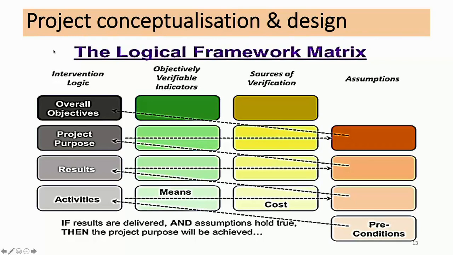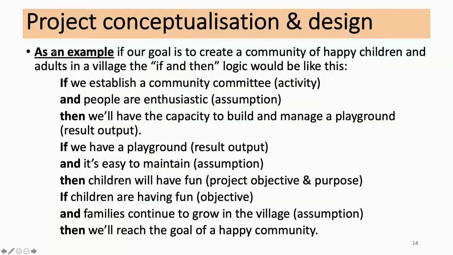For this project, we'll only use results and activities, the bottom part of a log frame. As an example, if our goal is to create a community of happy children and adults in a village, we then need to follow the if-and-then logic when developing a log frame. If we establish a community committee, which is an activity, and the people are enthusiastic, which is an assumption, then we'll have the capacity to build and manage a playground, which is a result and output of the project.